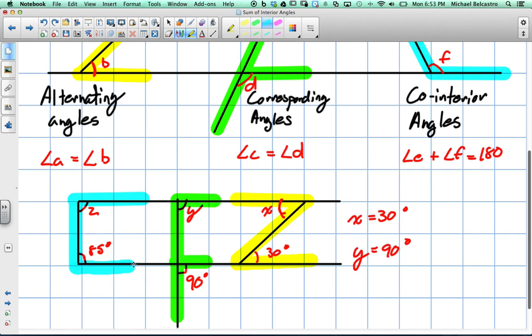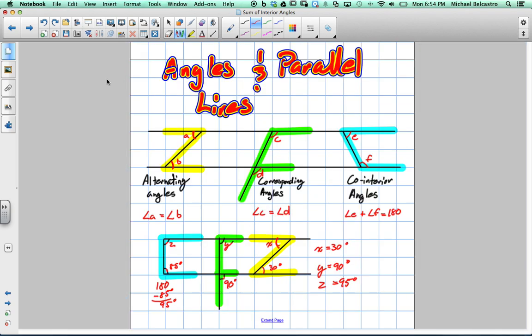Perfect. So what you'll do is take away 85 from 180, and you get 95. That's perfect. 180 minus 85 degrees, 95. Therefore, angle Z is equal to 95 degrees. And that makes a C pattern. Okay, does that make sense?